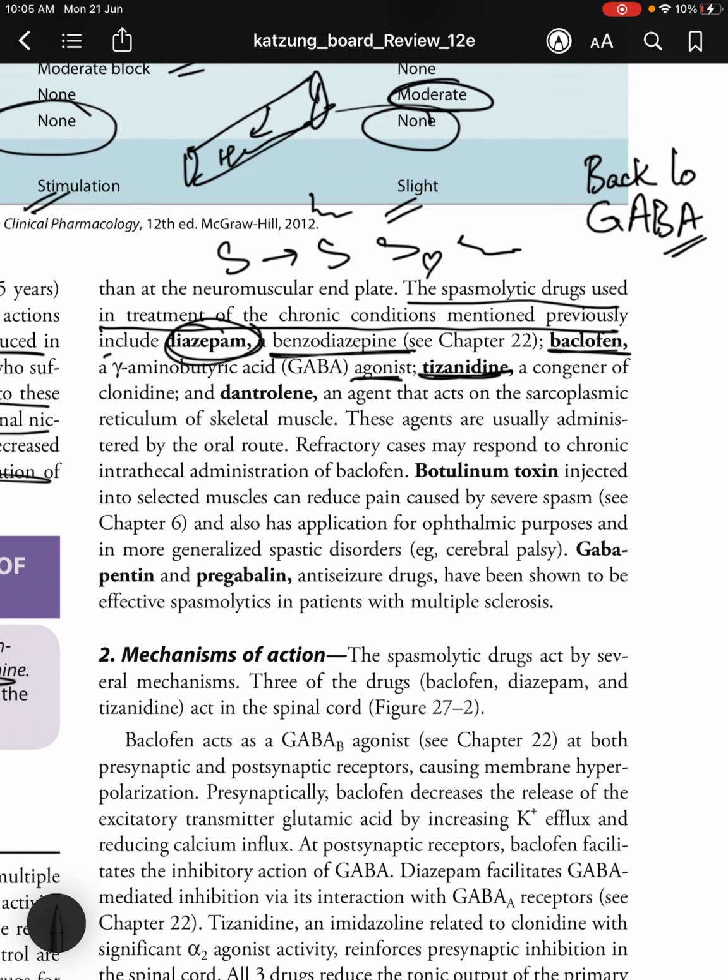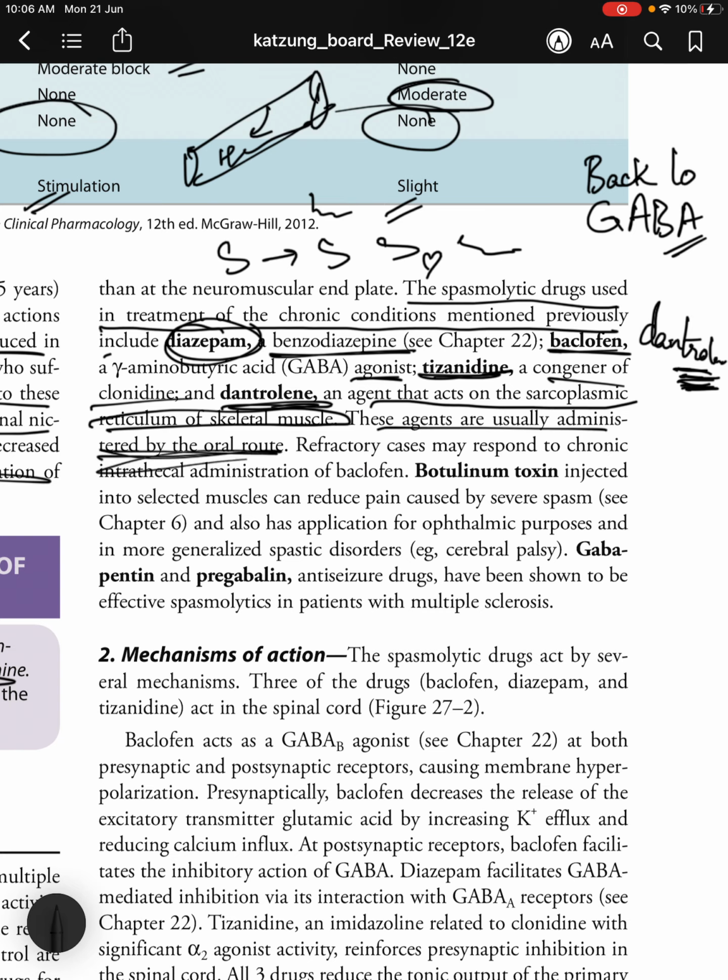And then we have tizanidine, a congener of clonidine, and dantrolene, an agent that acts on the sarcoplasmic reticulum of the skeletal muscle. So dantrolene acts on the sarcoplasmic reticulum. These agents are usually administered by the oral route. Refractory cases may respond to chronic intrathecal administration of baclofen.